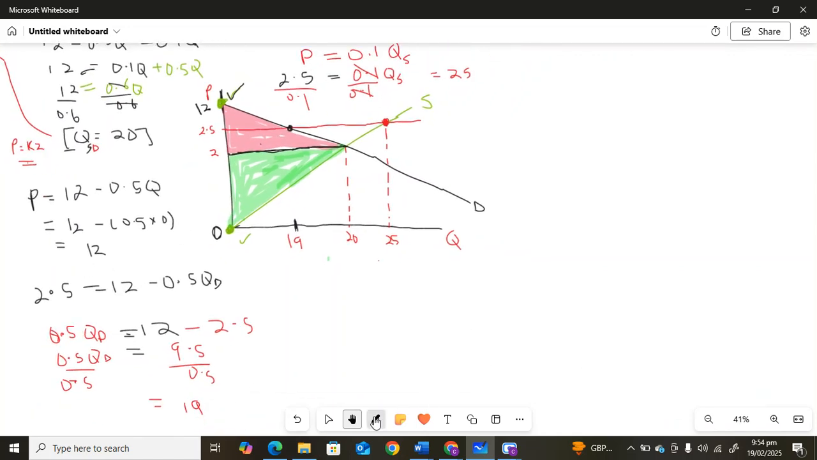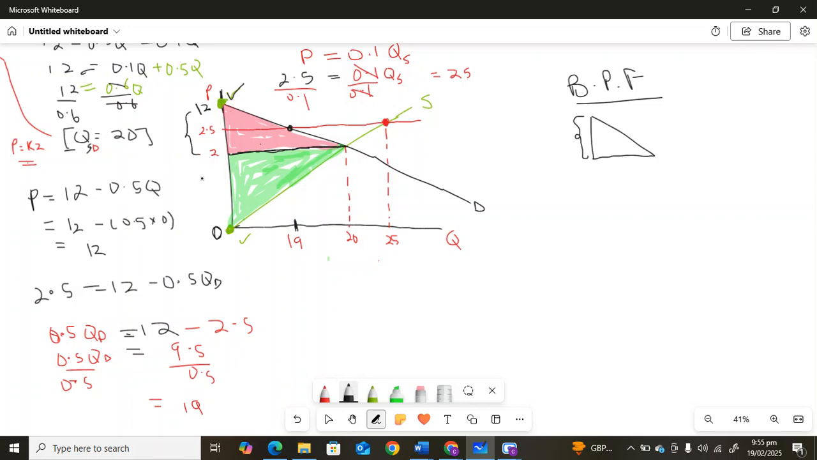So let's isolate the triangles to make life easy. Before the price floor, BPF, consumer surplus, we just draw an isolated triangle here. So colleagues, what is the height of this triangle? Refer to this graph. You're moving from 2 kwacha to 12 kwacha. So what is the height? From 2 to 12 kwacha. 10. Yes.